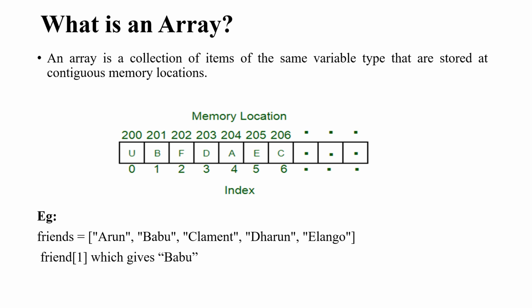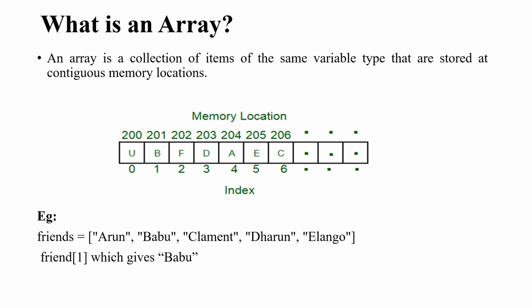Consider here the memory location starting from 200 and it goes on. Here the index values are 0, 1, 2, 3, 4, 5 and 6. The values are U, B, F, D, A, E, C. So think of an array as a row of boxes where each box holds one piece of data, like numbers or words, and it is identified by its position or index.